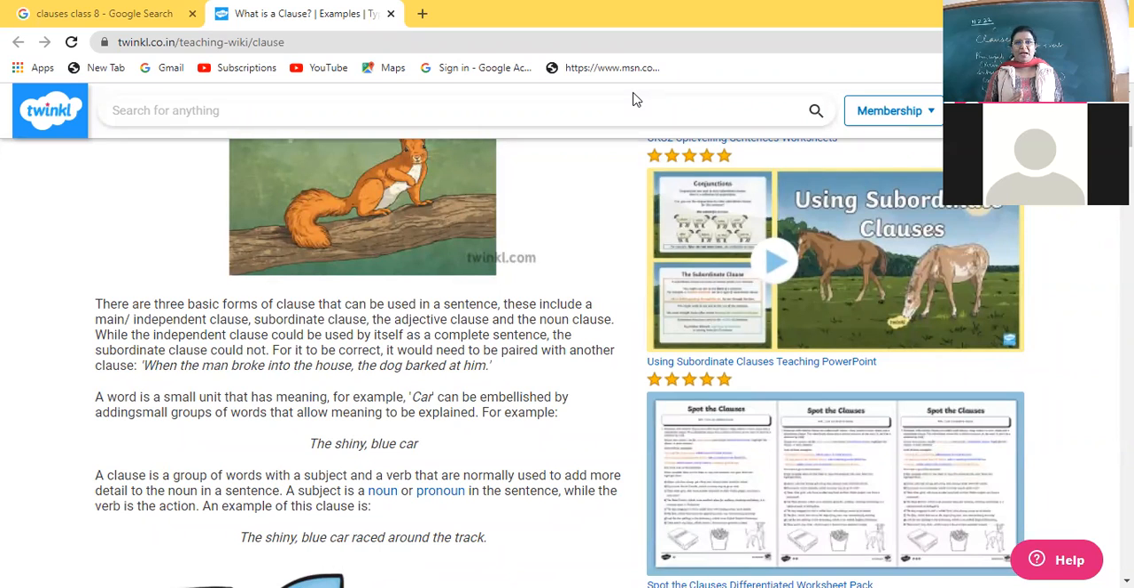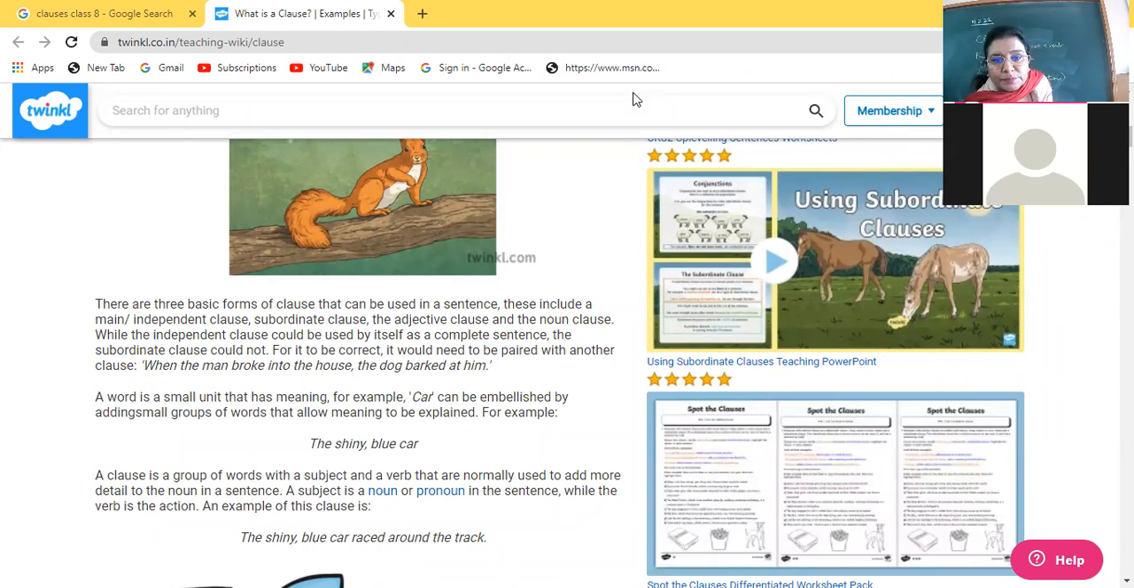When the man broke into the house, the dog barked at him. 'When the man broke into the house' or 'the dog barked at him' are incomplete in themselves. But in combination, they make a meaningful sentence, right?